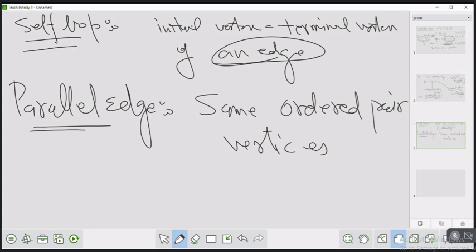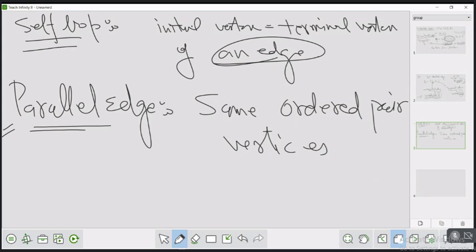Ordered pair of vertices means the direction will be the same for all the edges between A and B, whichever vertices we are taking. Clear? Is it clear? Any doubt? No, sir.